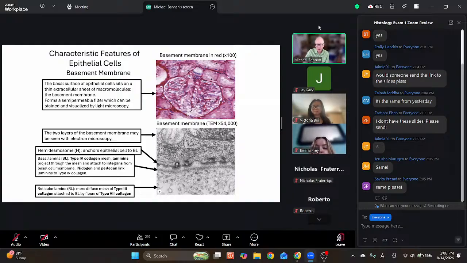Now, the bottom layer of the basement membrane is the reticular lamina, and this is a more diffuse mesh, but the predominant protein is type 3 collagen. So don't get these confused. Reticular lamina is type 3 collagen. Basal lamina is type 4 collagen.